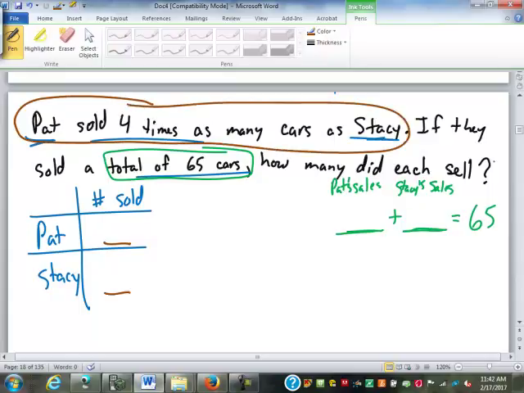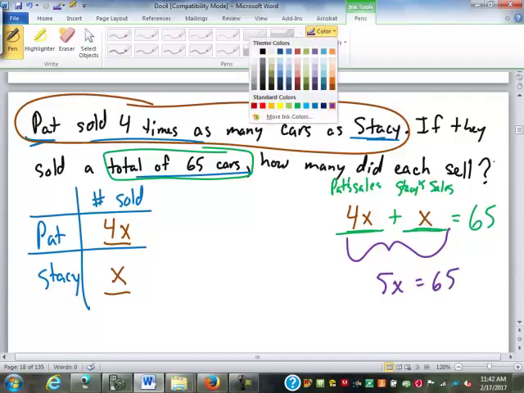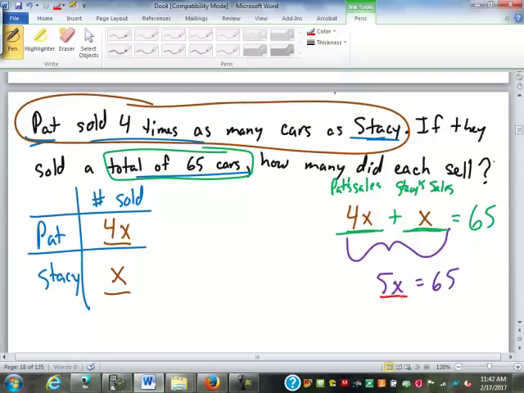And this is what we're given in this first sentence. Pat sold 4 times as many as Stacy. So we're going to let the number that Stacy sold be X. Pat is then going to be 4 times that, or 4X. So then our total: Pat's sales are 4X, Stacy's sales are X. So 4X plus X equals 65, and now we can solve it. Before we actually do the solving, we have to combine what we can here. 4X and X make 5X equals 65. And then, of course, we finish that off by dividing by 5.